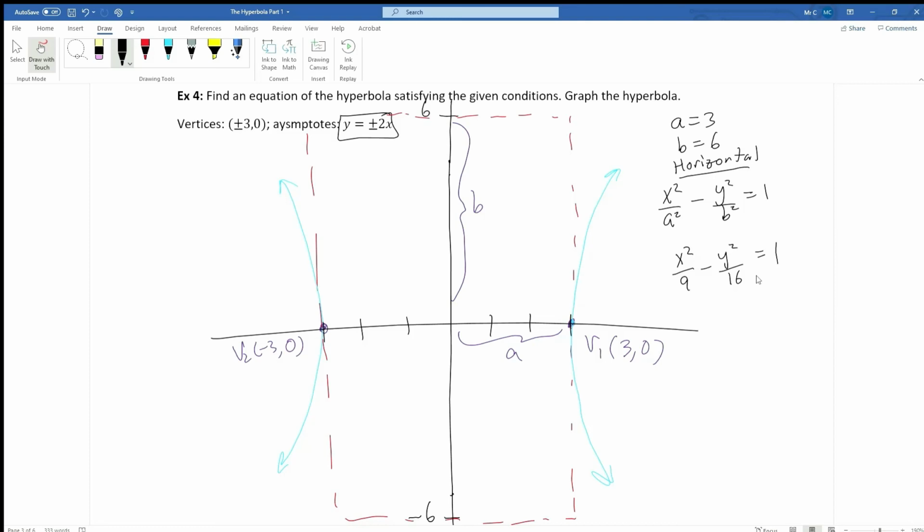So these are just different ways of taking the information that you're given and deducing everything you need to know about the hyperbola from that.